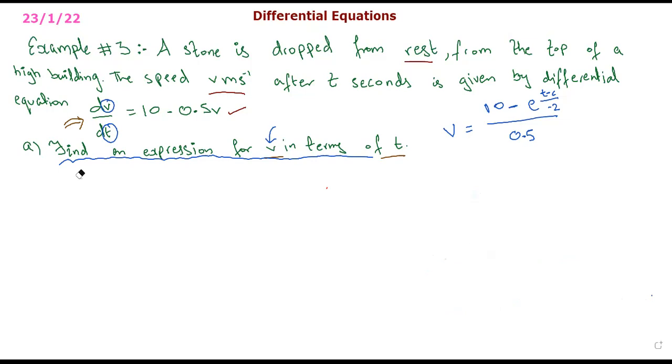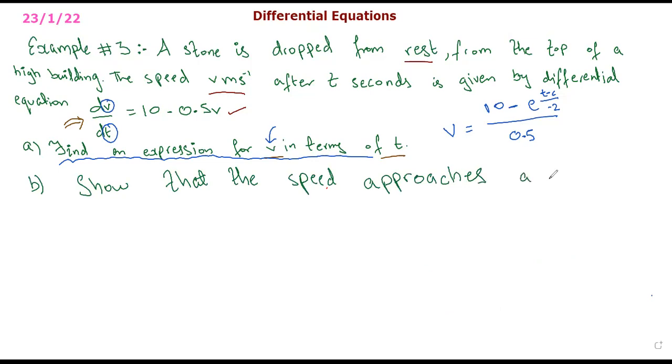Okay, now I have the B part, which says show that the speed approaches a limiting value. Okay, now we need to understand the question first. Show that the speed, that is v, approaches a limiting value. By limiting value they mean a constant value, or maybe a fixed value, right? Or maybe a value that is not changing, right?